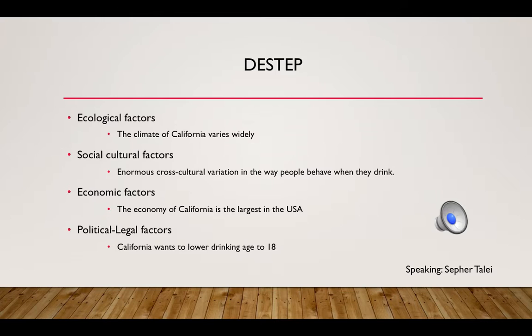For social and cultural factors for the bicycle, there's a social trend around using and consuming alcohol, especially while driving. There's enormous cross-cultural variation in the way people behave when they drink. In some societies, such as the UK, Scandinavia, US, and Australia, alcohol is associated with violent and antisocial behavior, while in others, such as Mediterranean and some South American cultures, drinking behavior is largely peaceful and harmonious, and this can also be found in the California region.